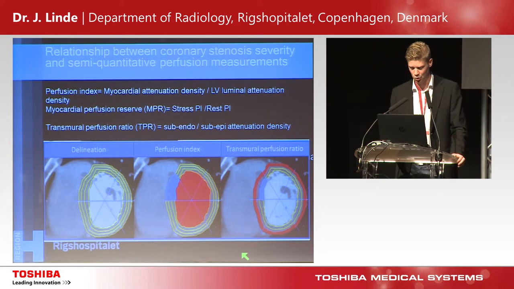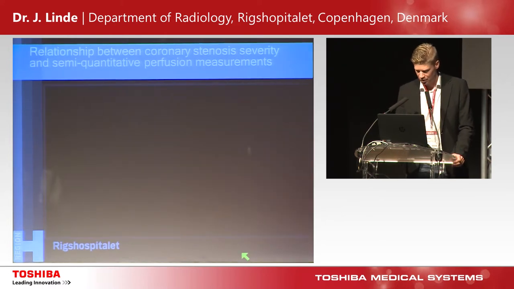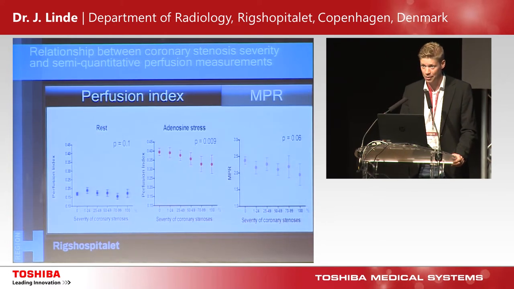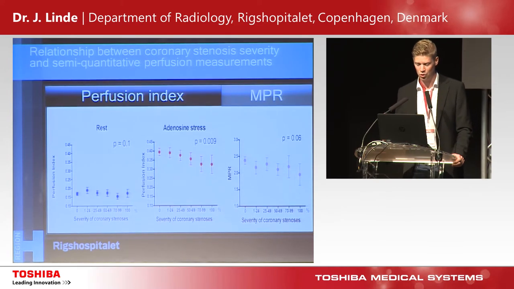Then we could also calculate the transmural perfusion ratio, the TPR, defined as the subendocardial layer divided by the subepicardial layer. So this is what we found: the perfusion index at rest was quite constant despite increasing degrees of stenosis, whereas during adenosine stress we saw that the perfusion index declined with increasing degrees of stenosis. Also, the same pattern was seen for the myocardial perfusion reserve.